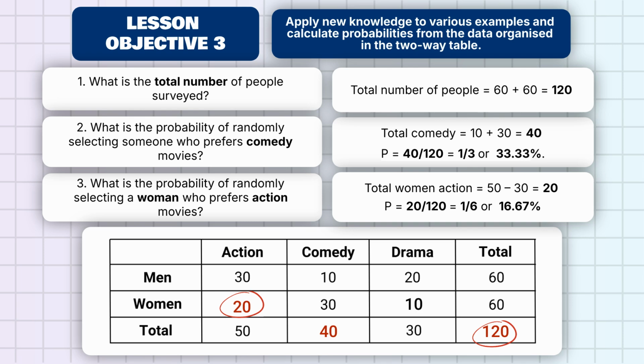By practicing these types of problems and using two-way tables effectively, you can get a clearer understanding of how to calculate different probabilities. This approach helps organize information and makes it easier to see relationships between different categories.